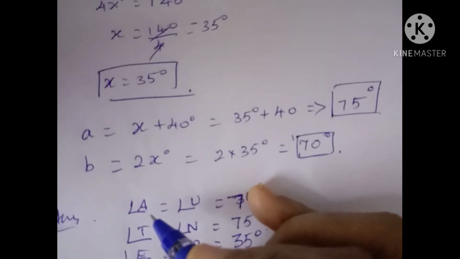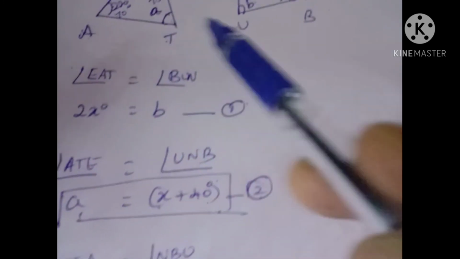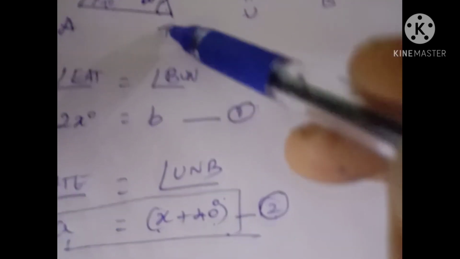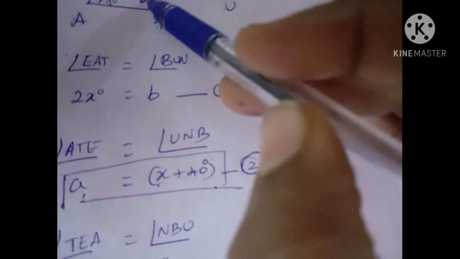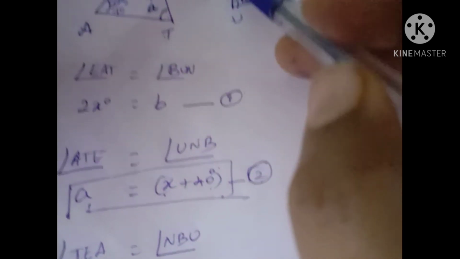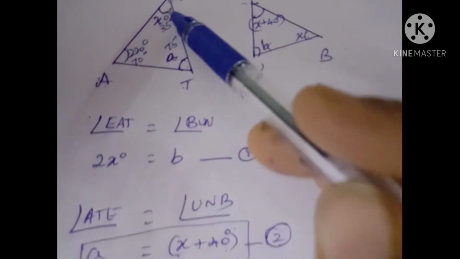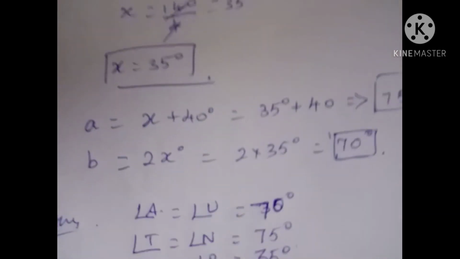Therefore, your answer is angle A is equal to angle U. Angle A is 70 degrees, which means angle U is also 70 degrees. Then angle T is equal to angle N. Angle T is equal to 75 and angle N is also 75 degrees. Then angle E is equal to 35. Angle B is also 35.